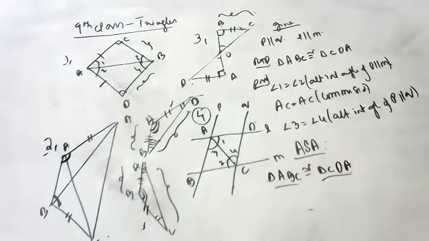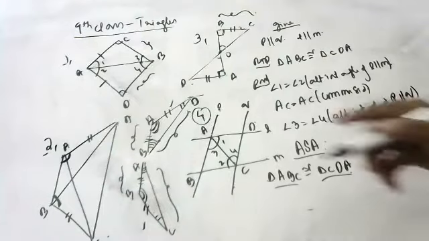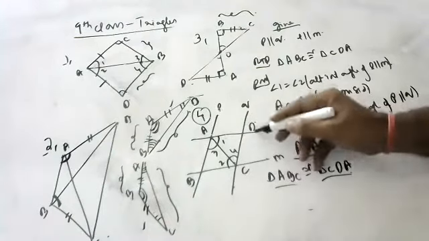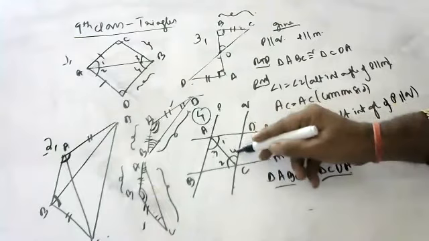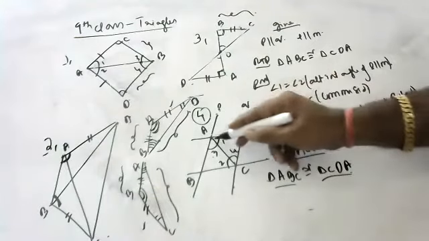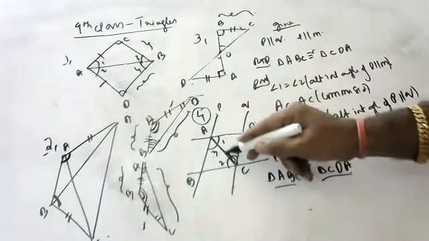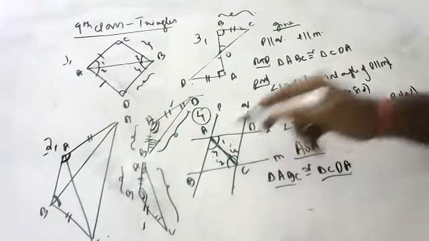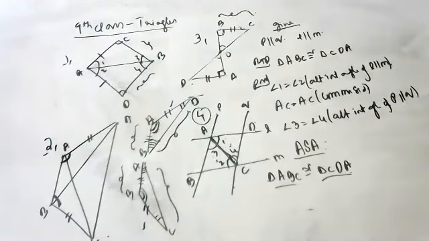Like that, children, we have to prove. After proving that, by CPCT so many things we can say, but they didn't ask, so I am not saying. Okay, children, very easy sum. Angle 1 is equal to angle 2 because these both are parallel. Angle 3 is equal to angle 4 because these both are parallel. And this is a common side, so by ASA these both triangles are congruent. By CPCT, so many things we can say.